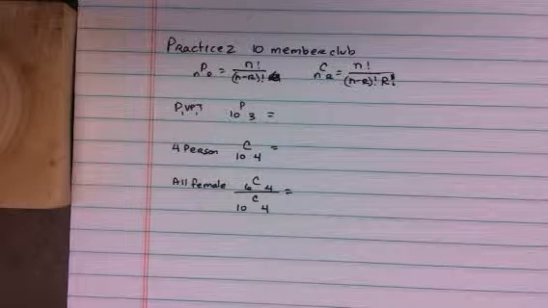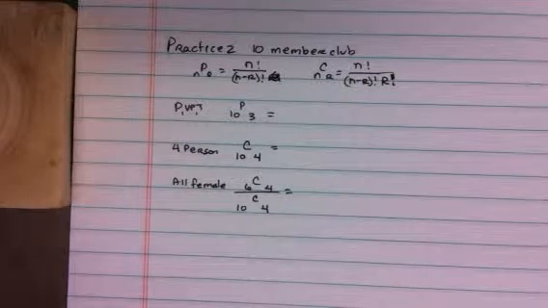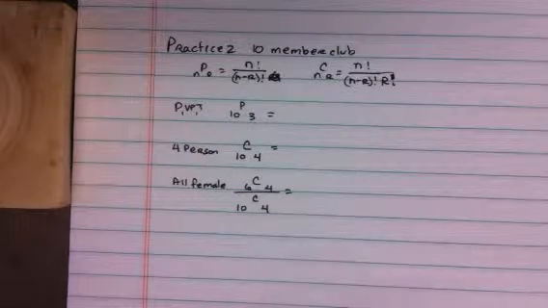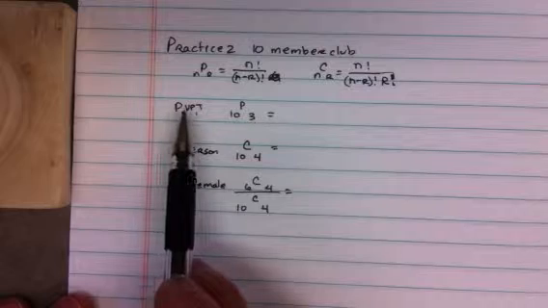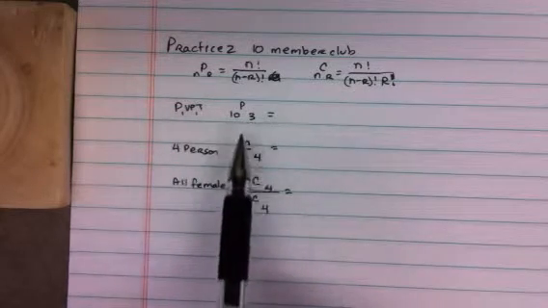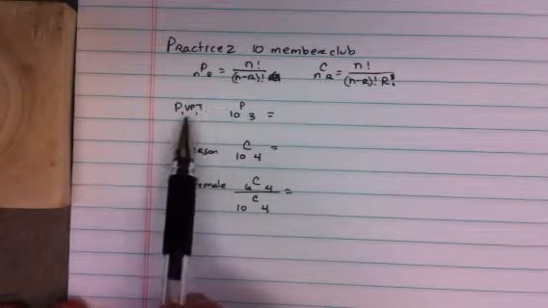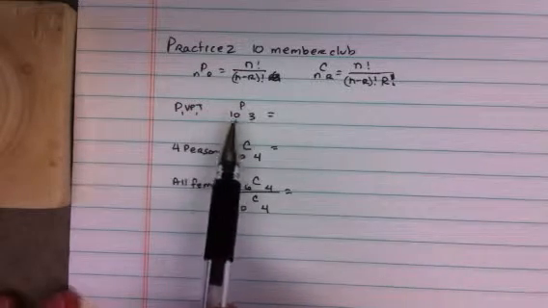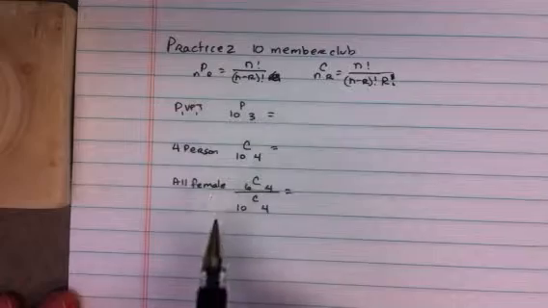Practice number 2 has a 10-member club, and in that 10-member club there's 3 questions that are asked. The first is, how many possibilities do they have for electing a president, vice president, and treasurer? Well, this is order matters. It matters whether you're the president or the vice president or the treasurer. So this is a classic permutation question.